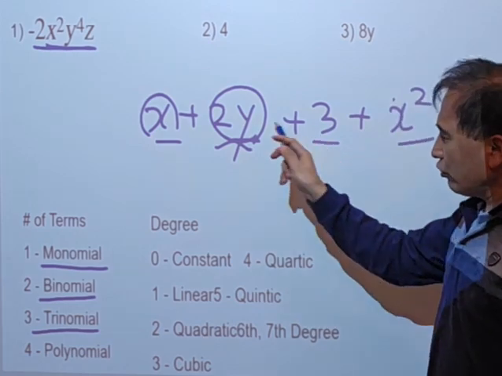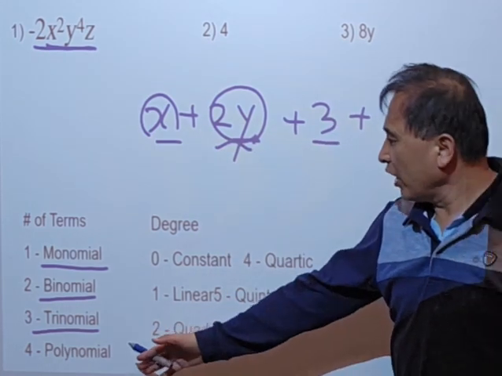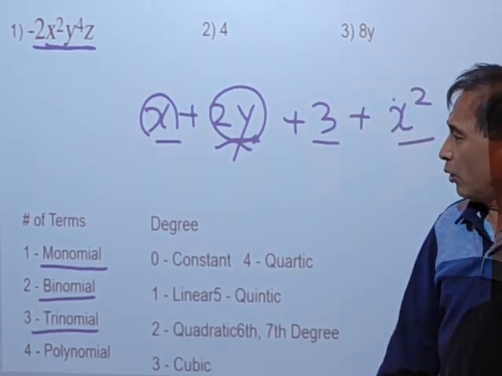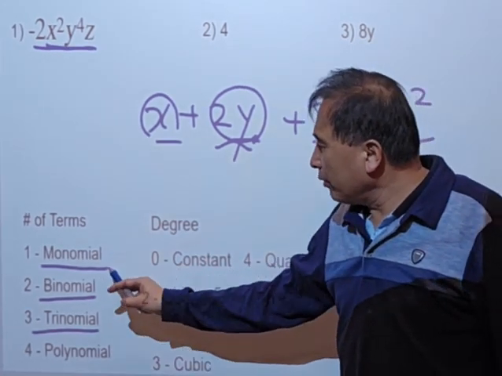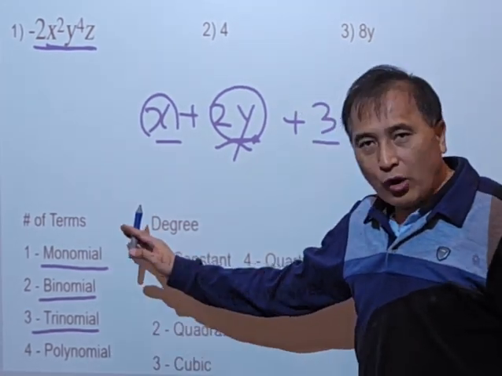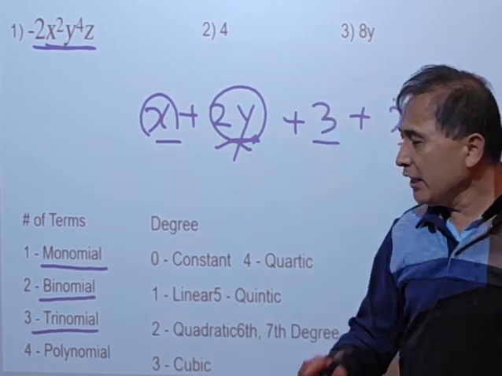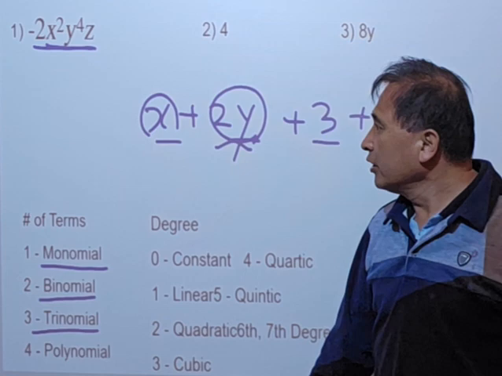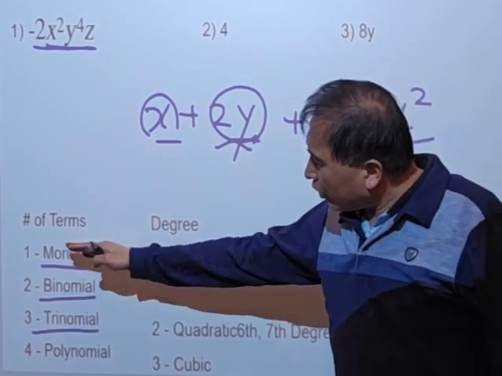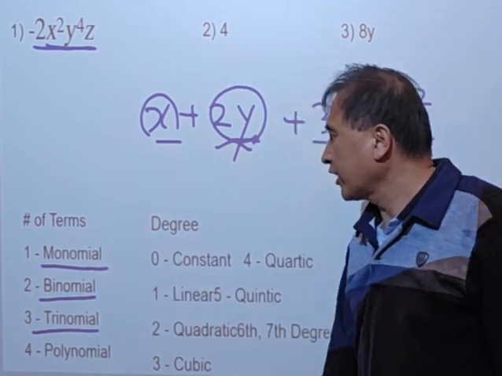After that, if there are four or more terms, we can just call it a polynomial. Polynomial, monomial, binomial, trinomial, all of those are polynomials. Among those, one, two, and three terms have a special name, but after that, you can just call it a polynomial.